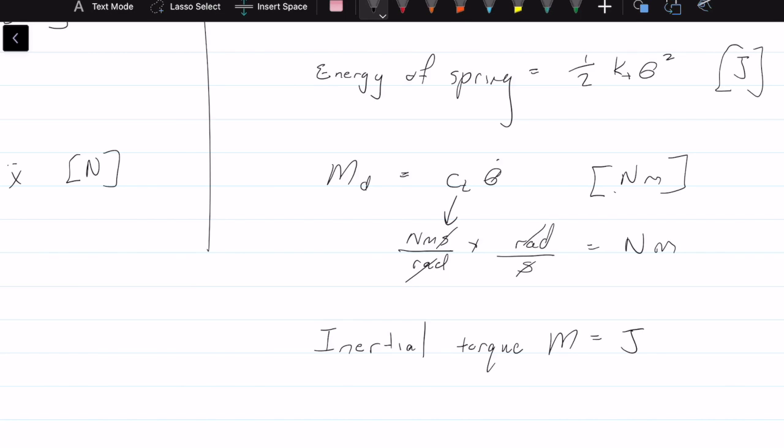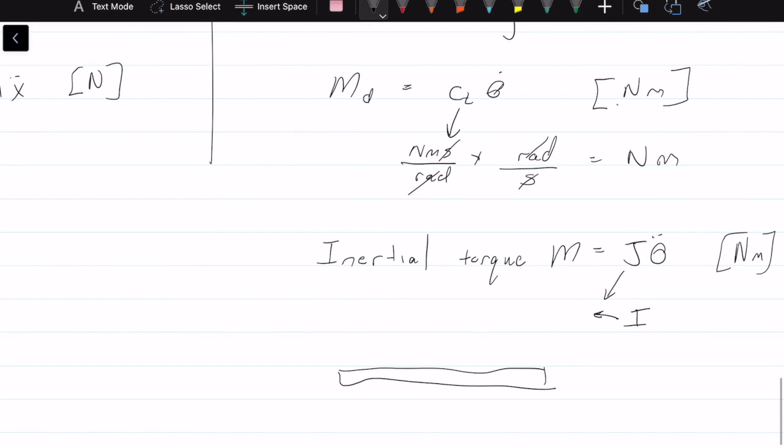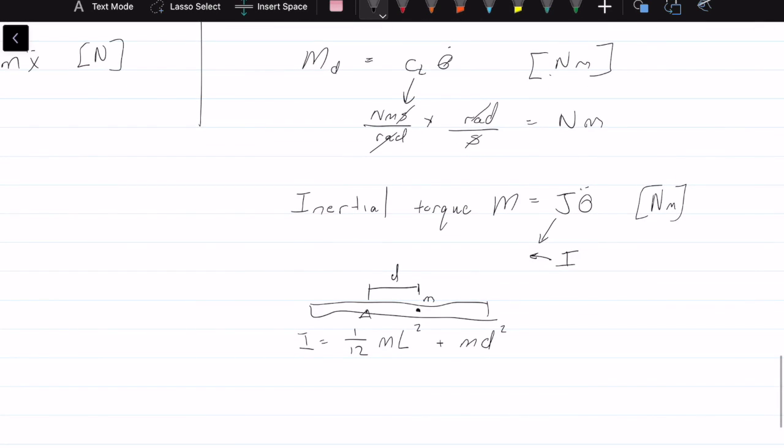And finally, for the inertial force or inertial moment, M, we can say that that is equal to J theta double dot, again in newton meters. Okay, so what is J? We can also use I, our mass moment of inertia. Usually you are given the mass moments of inertia, but the basic mass moment of inertia for a long rod is 1 over 12. So I is equal to 1 over 12 m times the length squared, plus m r squared plus m d squared, and d is the distance from wherever it is pivoting from to its mass position. Okay, and the units come out as kilograms meters squared, which is the correct units.